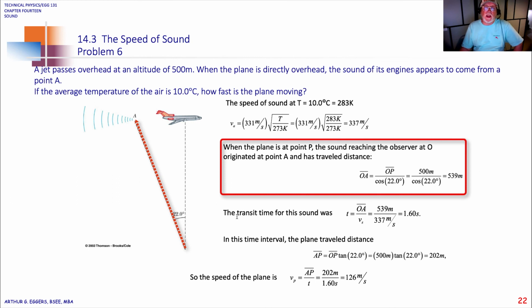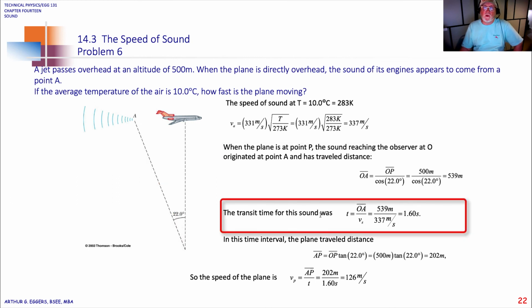So now we can calculate the transit time for this sound. So the time is equal to, again, origin to point A divided by the velocity. So we have the velocity v sub s that we just calculated on the top here. So 539 meters divided by 337 meters per second gives us a time value. Meters cancel out, we're left with seconds. 1.60 seconds is the transit time for the sound from the origin to A.